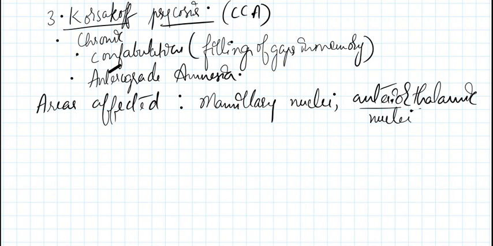Anterior thalamic nuclei and mammillary thalamic nuclei, right? So these are the areas affected in Korsakoff psychosis. Now that is what it is all about regarding psychosis-related things, and we will discuss something very important.